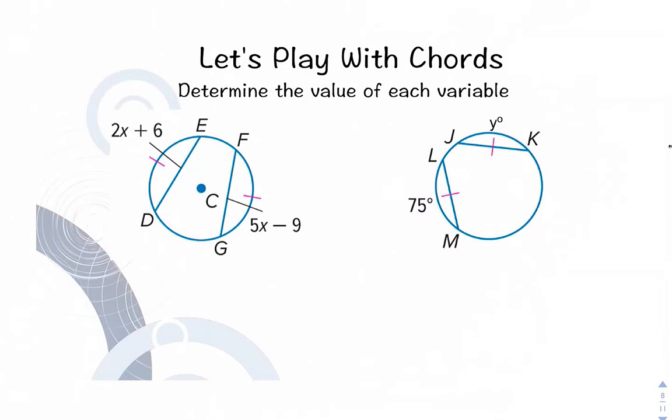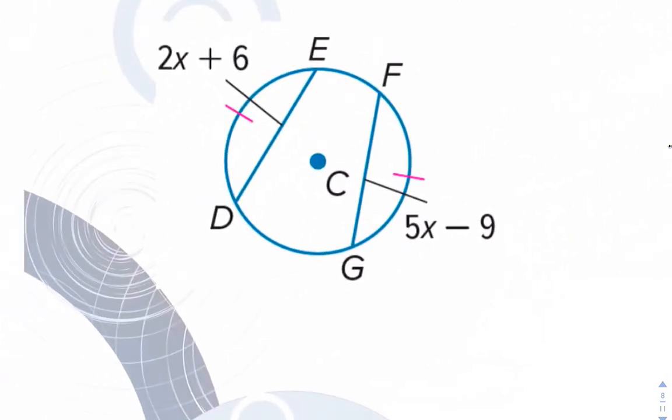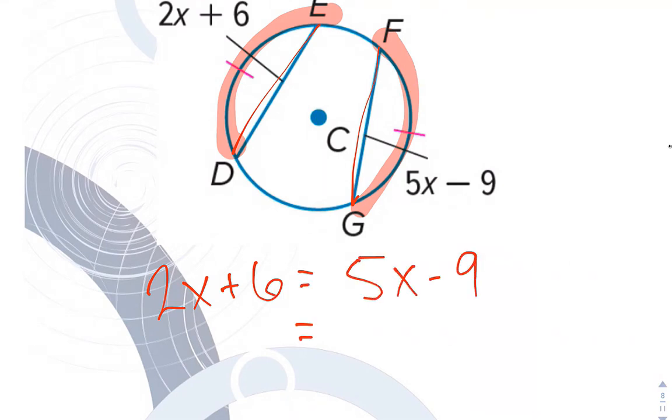Let's play around with our chords and determine the value of each variable. Looking at this first picture, what information does it tell us? It tells us that arc DE and arc FG are congruent. Those have corresponding chords, DE and FG, so I know those chords are congruent to each other. Remember, if they're congruent, I can set them equal to each other. So 2x plus 6 equals 5x minus 9. I subtract 2x from both sides and add 9 to both sides, so 15 equals 3x. Divide by 3, so x is equal to 5.